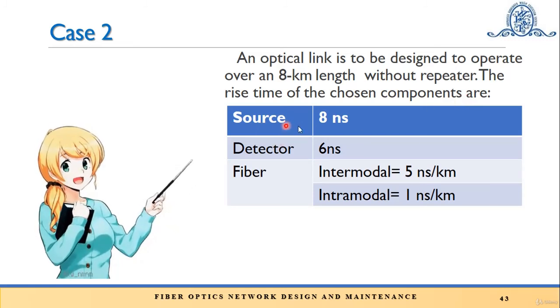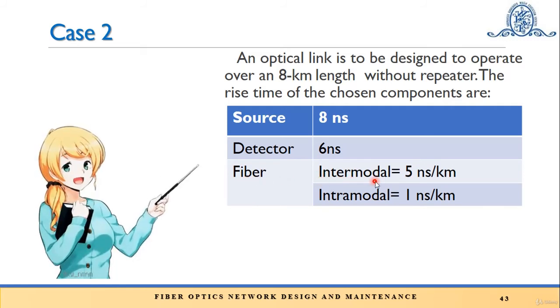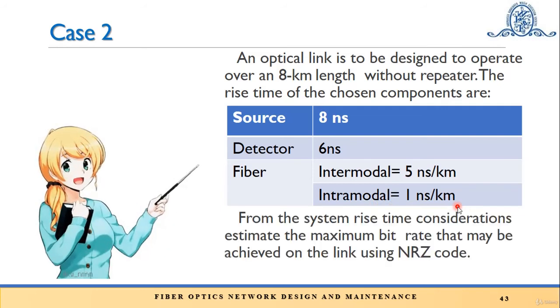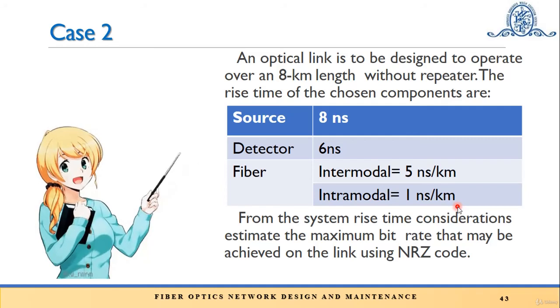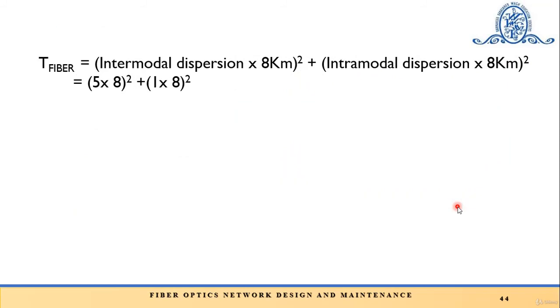the source or transmitter rise time is 8 nanosecond, receiver or detector rise time is 6 nanosecond, and for fiber we have two quantities, that is intermodal dispersion and intramodal dispersion. Intermodal is 5 nanosecond per kilometer and intramodal dispersion is 1 nanosecond per kilometer. So from the system rise time considerations, estimate the maximum bit rate that may be achieved on the given link using NRZ format. So let us note down the given things.